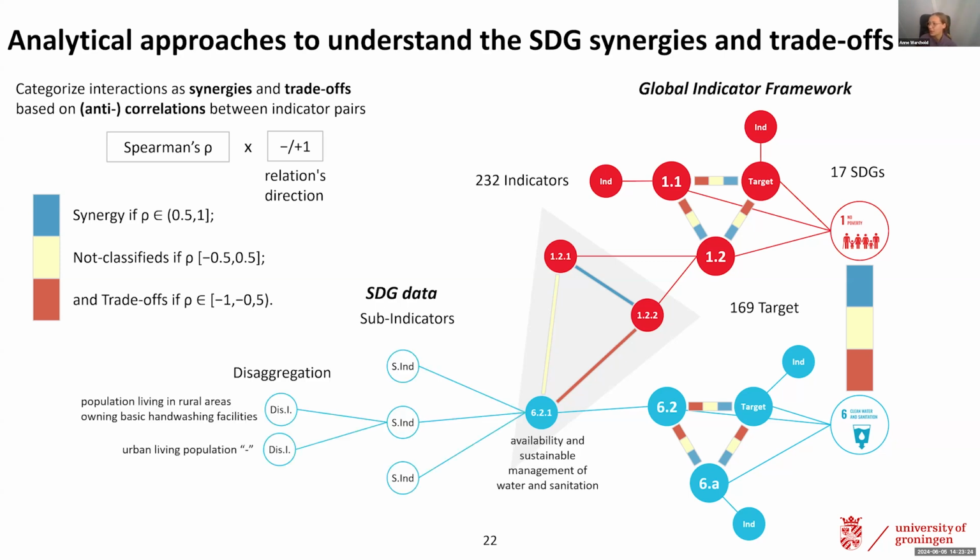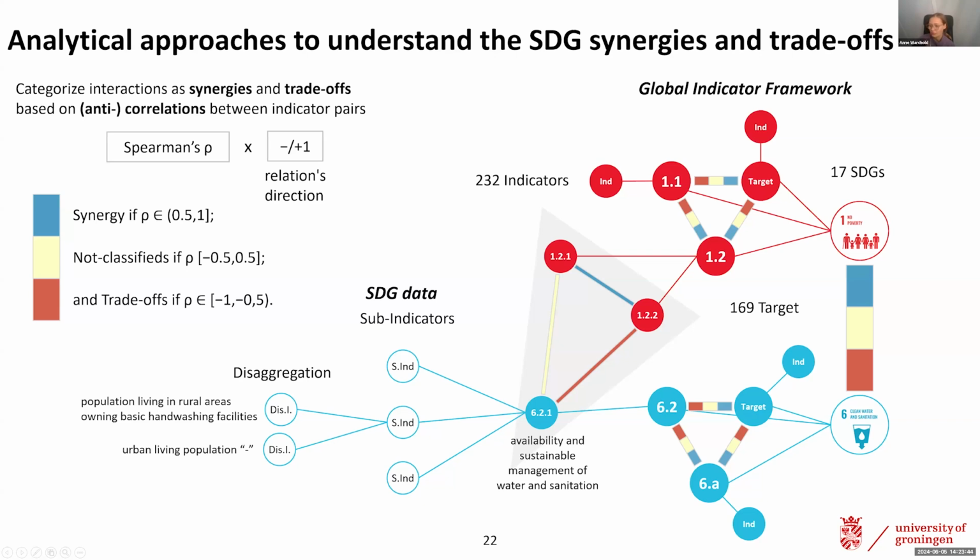So what does it mean now in case of all the indicators and so on? We discussed already that you have the goals, you have the targets, you have the indicators, and then you have the sub-indicators, and you have disaggregated sub-indicators. So you're measuring the correlation at this disaggregated sub-indicator level.